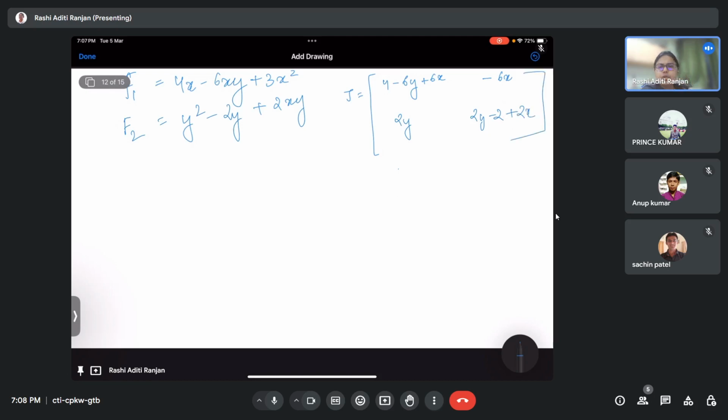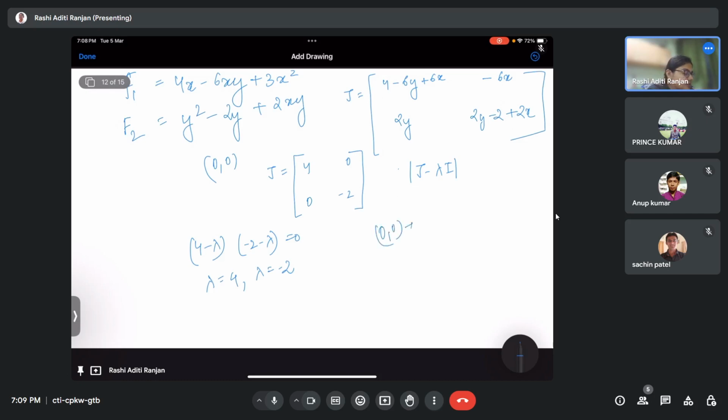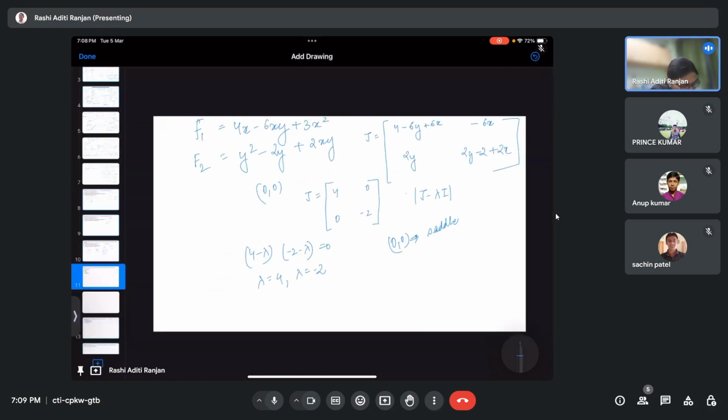Okay. So if I want to know about the stability of, for example, the trivial solution 0, 0, my Jacobian would become 4, 0, 0, minus 2. Now I can find my eigenvalues. I'll find the determinant of J minus lambda I, which gives me (4 minus lambda) into (minus 2 minus lambda) equal to 0, from which I get lambda equals 4 and lambda equals minus 2. You'll see that one eigenvalue is positive and the other is negative, which means that my fixed point 0, 0 is a saddle, isn't it?